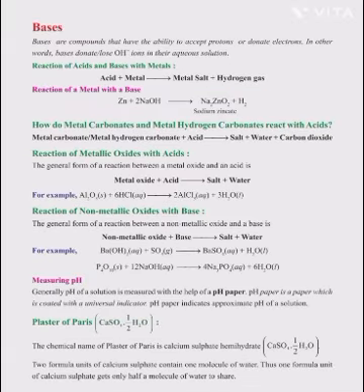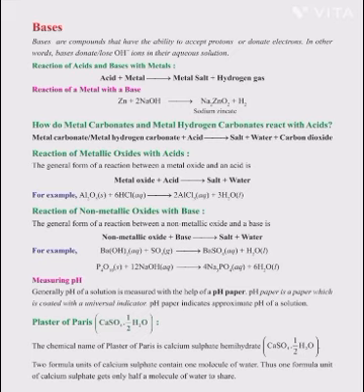Bases. Bases are compounds that have the ability to accept protons or donate electrons. In other words, bases donate or lose OH minus ions in their aqueous solution. Acid plus metal gives salt plus hydrogen gas. Reaction of metal with a base: Zn plus 2NaOH gives Na2ZnO2, known as sodium zincate, plus H2. Metal carbonate or metal hydrogen carbonate plus acid gives salt plus water plus carbon dioxide.